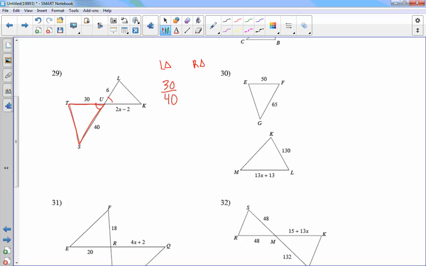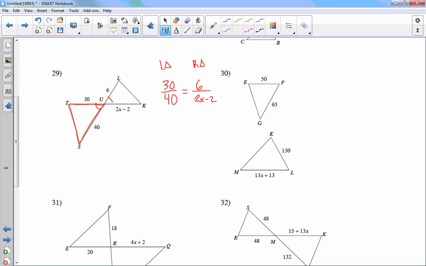Okay. Now, make sure you set up the second ratio in the same way. That should go on the top. Notice 30 is longer, 40 is shorter, 40 is longer. What's the shorter side? That should go on the top with 30. That's 6. And the longer side should go with the 40, because 40 is longer. So 2x minus 2.